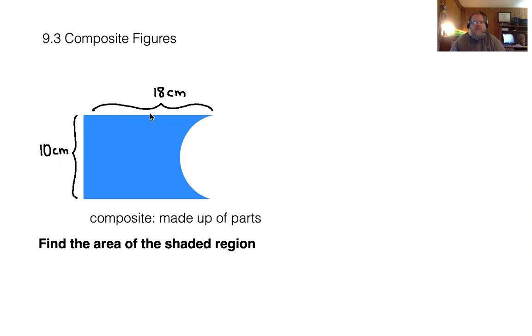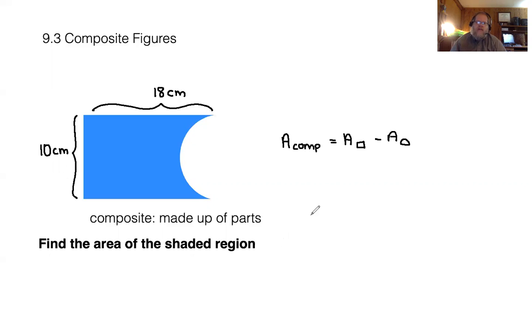Now, if this was a complete rectangle, it would be as simple as 10 centimeters times 18 centimeters, and that would be 180 centimeters squared. But we have to find a way to erase off the semicircle, the half circle. And so the area of the composite figure is equal to the area of a full rectangle minus the area of the semicircle.